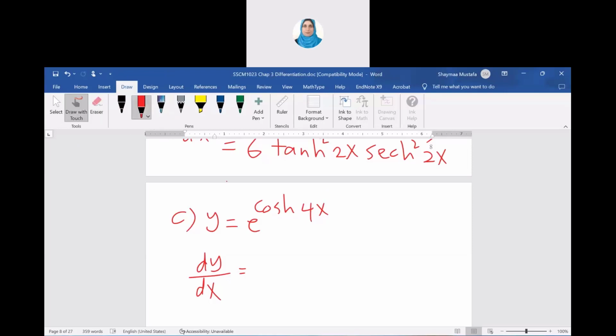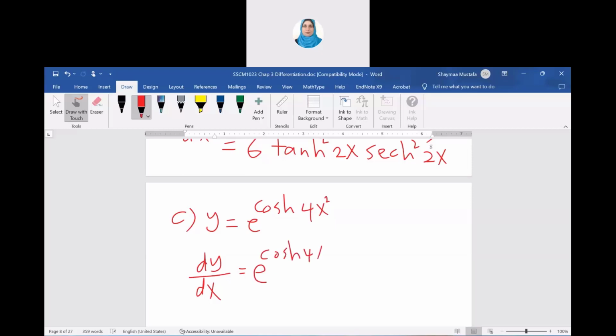Just to clarify, maybe this is not clear or confusing: the power here is only for x, not for the whole function. If it were for the whole function, yes, you would have to start from the power. But here we have to start from e. So what we will do is that the exponential function's derivative is the same.